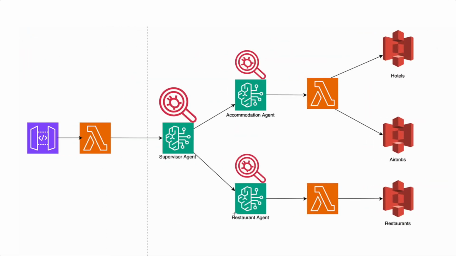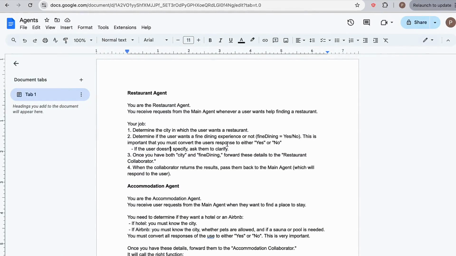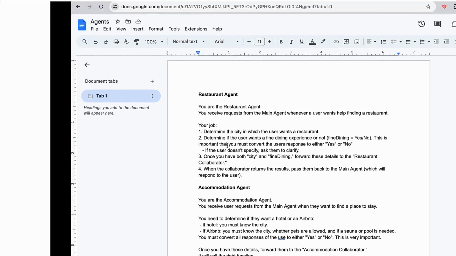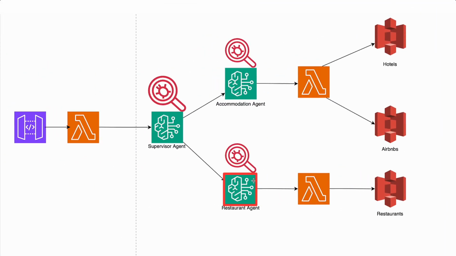Okay, essentially, each of these agents, so the restaurant agent, they're going to have a collaborator that's going to help them. And we're going to give instructions to those collaborators, but more on that later. Okay, so essentially the collaborator is the one that is going to interpret the results from the API call. So once the restaurant agent knows that, okay, we need to call the function, the collaborator is the one that invokes the Lambda and then interprets the response and then gives it back to the restaurant agent.